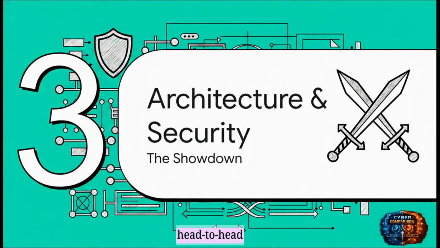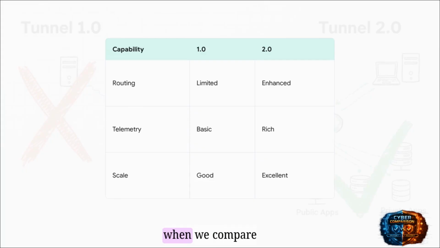Section 3, head-to-head on architecture and security. Let's get to the showdown. Okay, when we compare the architectural core of these two, the differences are honestly pretty stark. With Tunnel 1.0, your routing is limited, telemetry is basic, and scalability is good. But jump over to Tunnel 2.0, routing gets upgraded with dynamic path selection, the telemetry becomes incredibly rich, and scalability goes straight to excellent. The operational overhead drops significantly. For large enterprises, this exact architectural flexibility is hands down the biggest driver for adopting Tunnel 2.0 over its predecessor.